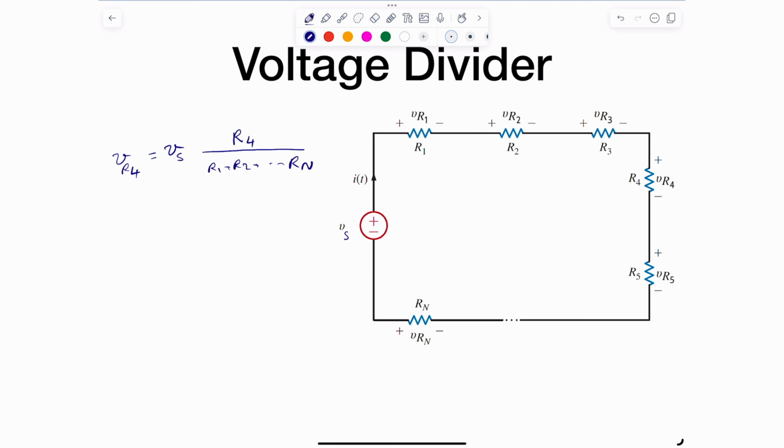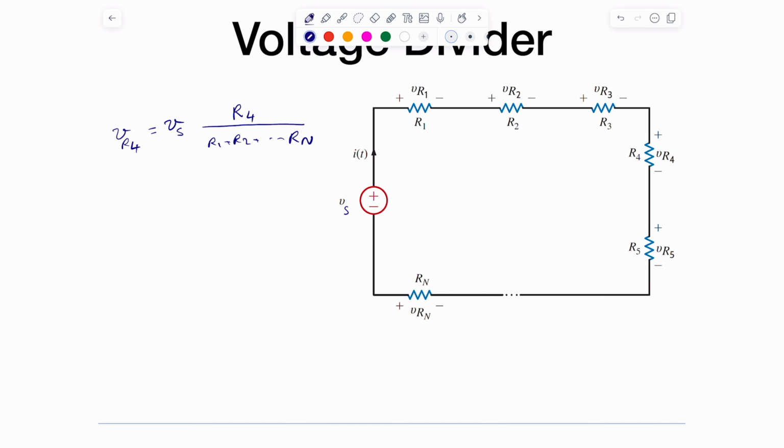I could go through the proof with KVL and KCL, but what I'm interested in is the general rule. If you're interested in some Vj, let's call it Vj, for example, you simply say it's the voltage across all of them, between here and here, times Rj divided by R equivalent. That's the general rule for the voltage divider rule that applies to multiple resistors, not only one resistor.